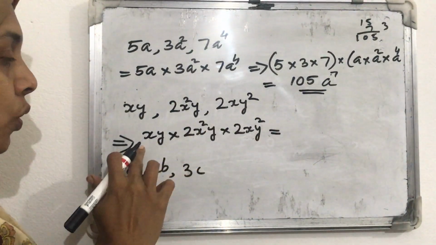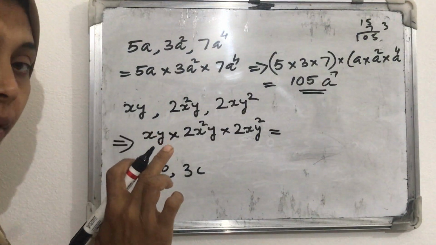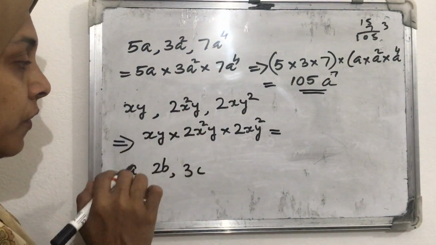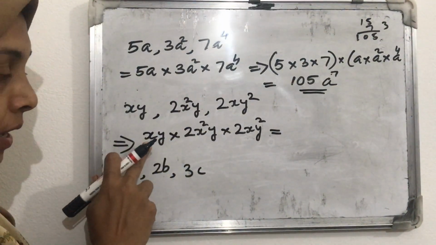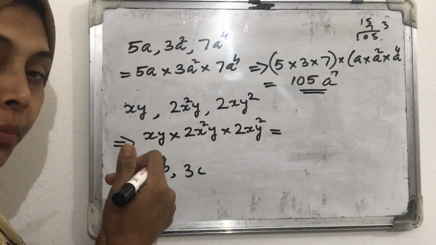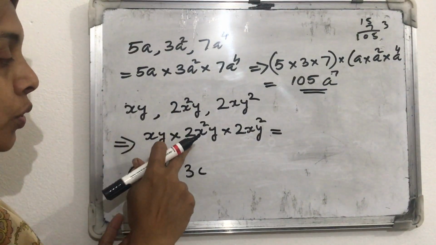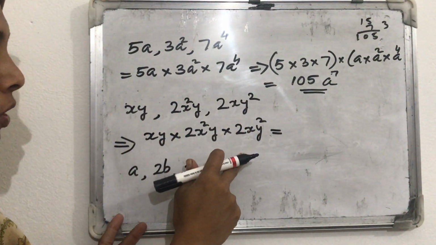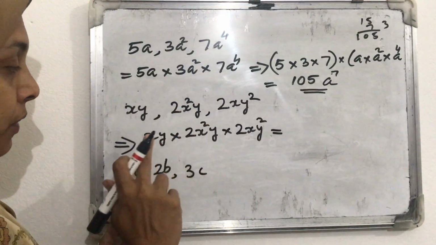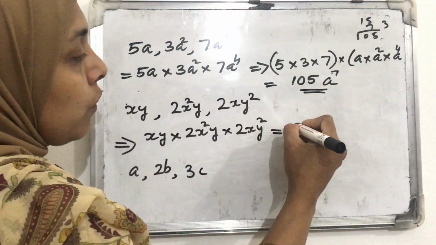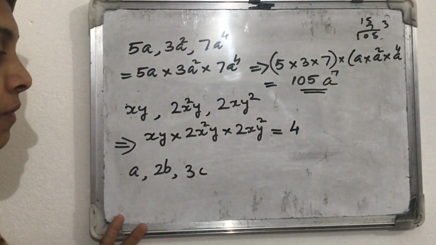Here also we are multiplying the numerical coefficients first. Here it is 1 xy. No coefficient is mentioned, so that will be 1. 1 into 2 into 2, so it will be 4. 1 into 2, 2, 2 into 2, 4. The coefficient will be 4.